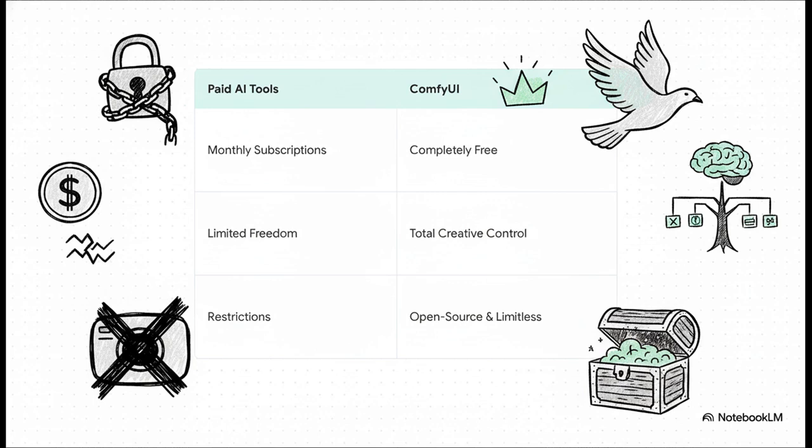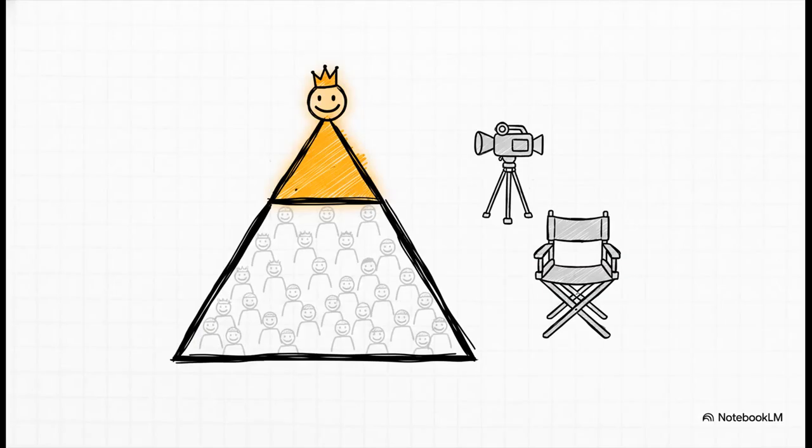ComfyUI just flips that whole script because it's open source, it's 100% free. And you get total control. That means you can do wild things like chain different AI models together to invent a unique style that's all your own, something most paid tools would never let you do. And what this really means is ComfyUI isn't just some free alternative. It's a legit professional-grade tool. You get all the power to create something truly unique and high quality without that crazy professional price tag.